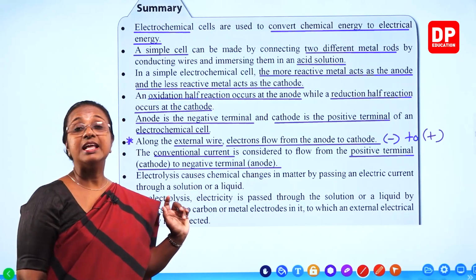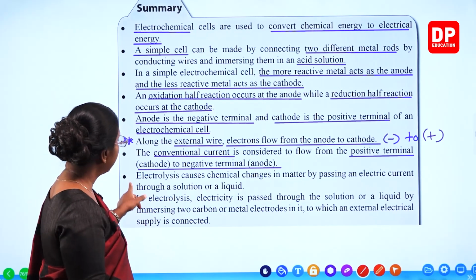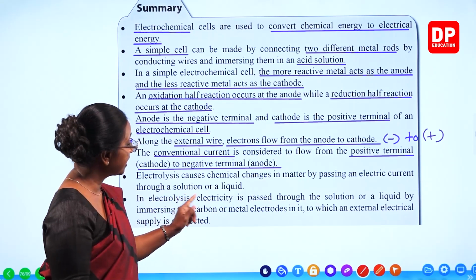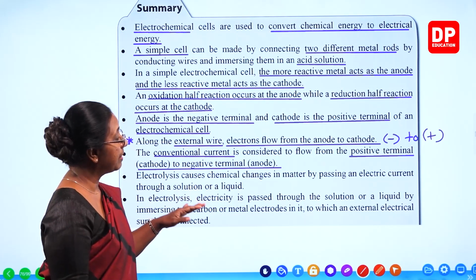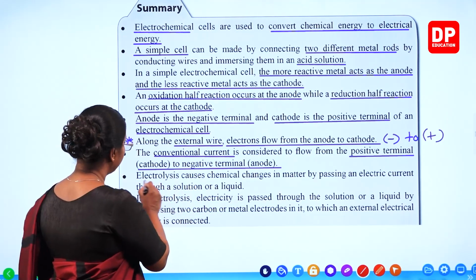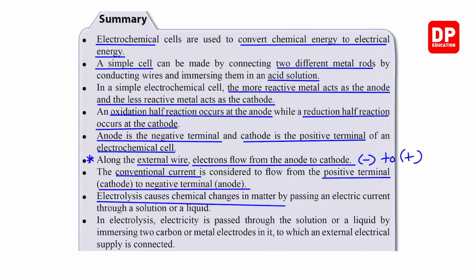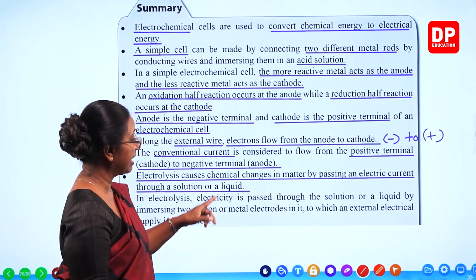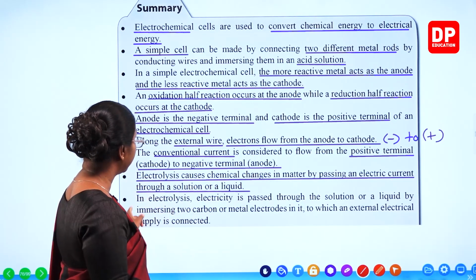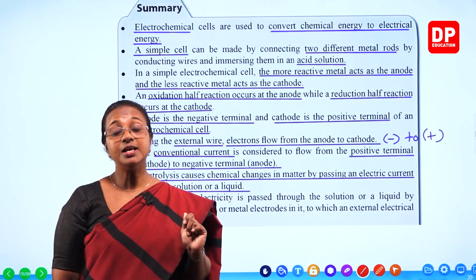Then we looked at electrolysis. Electrolysis causes chemical changes in matter by passing an electric current through a solution or liquid. So that is electrolysis.